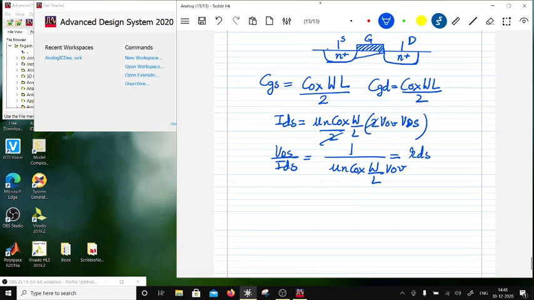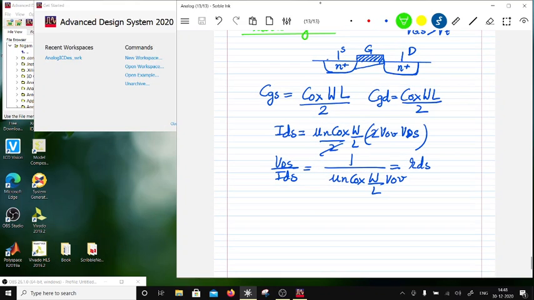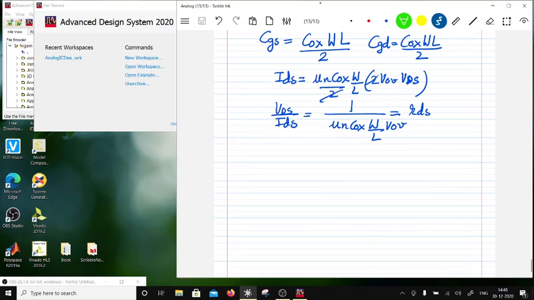Now if I assume other effects, like the source is not at the same DC ground as the small signal, meaning the DC voltage is much higher than 0 volts, then there will be body effects and all that. So I'm not going to talk about body effects here. Let's look at the saturation region, where I will talk about body effects.